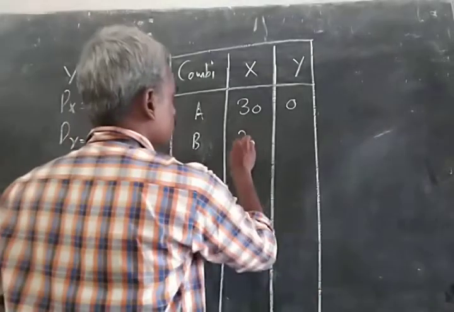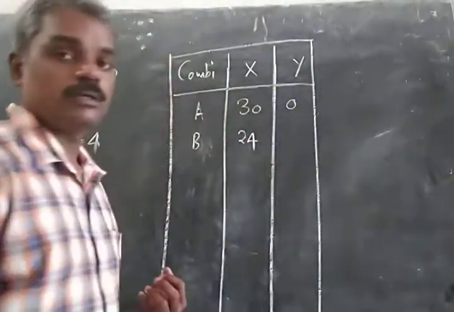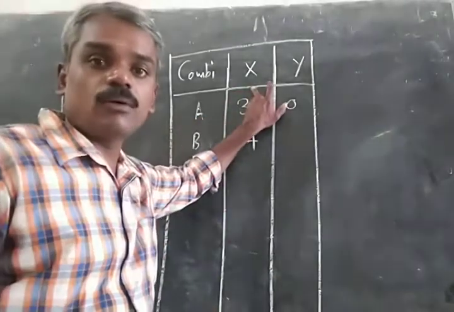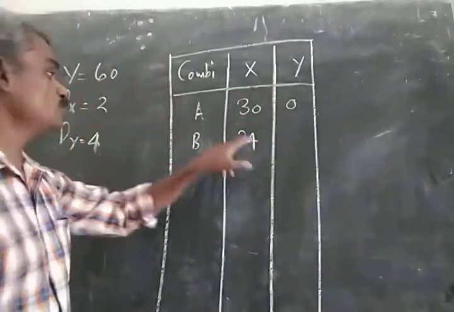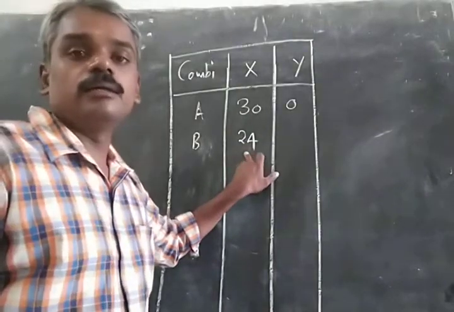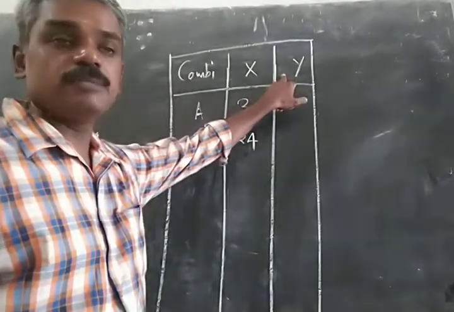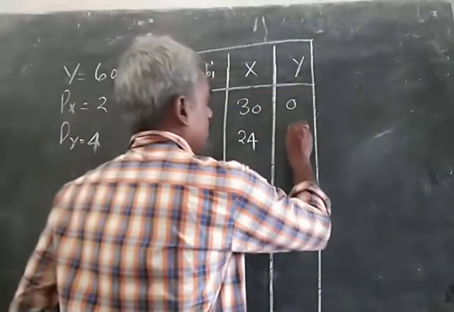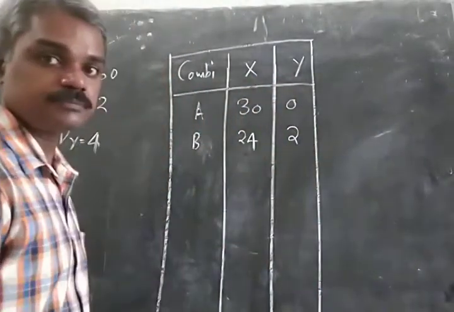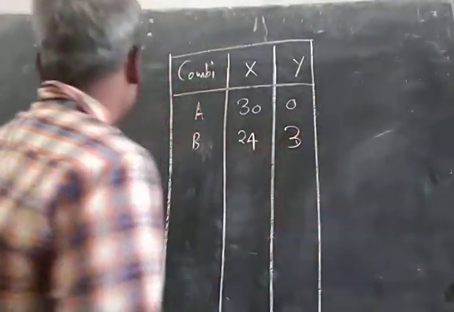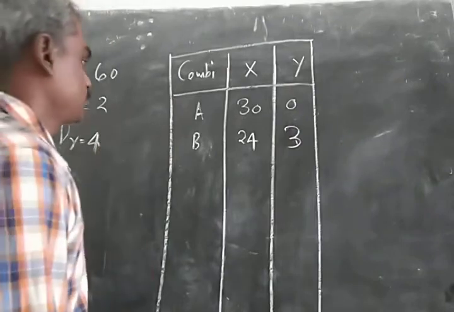Suppose he reduces consumption of X to 24. Then the total income that will be spent on consumption of X will be 24 into 2, which is 48. And the balance 12 rupees is spent on consuming Y. When he spends 12 rupees on Y, he can consume 3 units of Y, because the price of Y is 4 rupees.